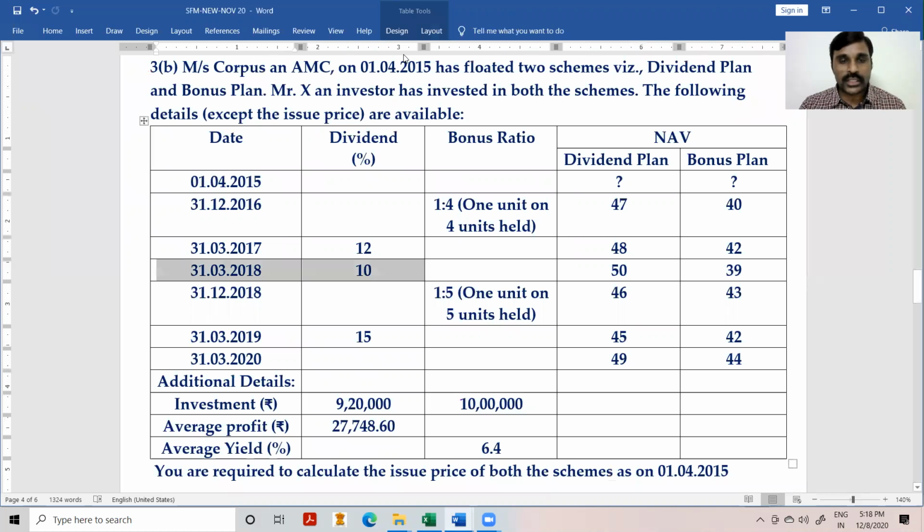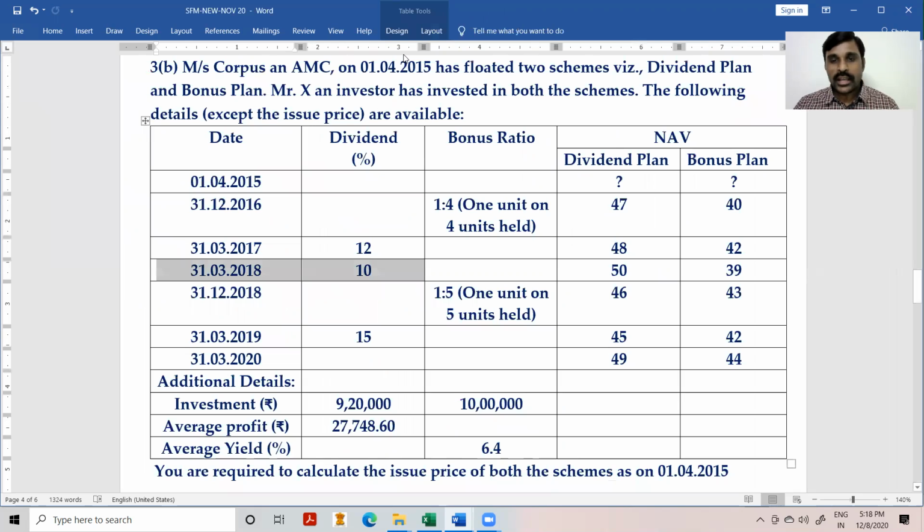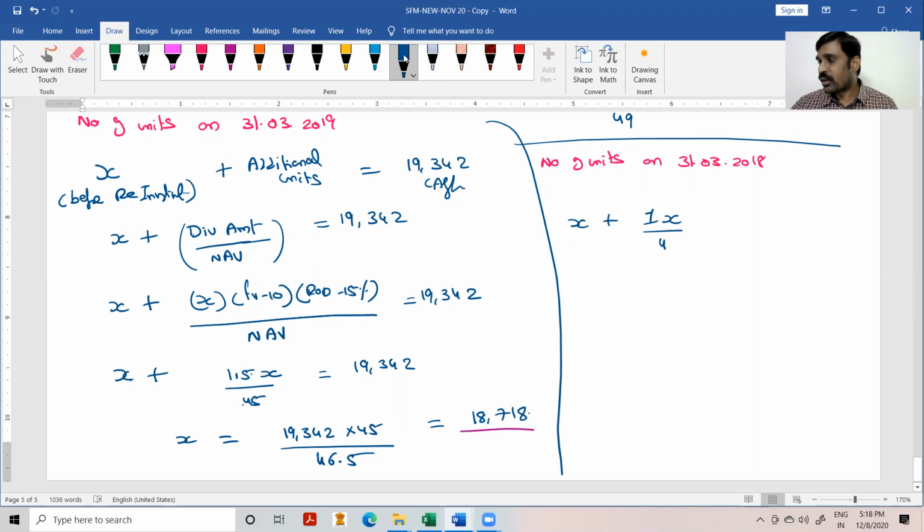Rate of dividend is how much? 10%. So therefore 1 rupee dividend per unit, into X. Total dividend divided by NAV. What is the NAV on 31st March 2018? NAV is 46. Let me take it once again.